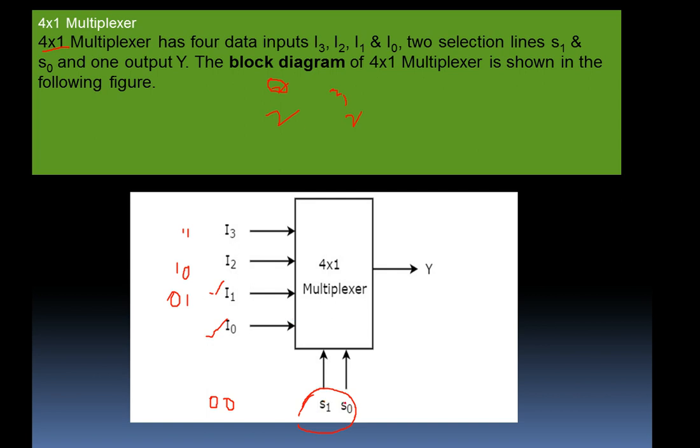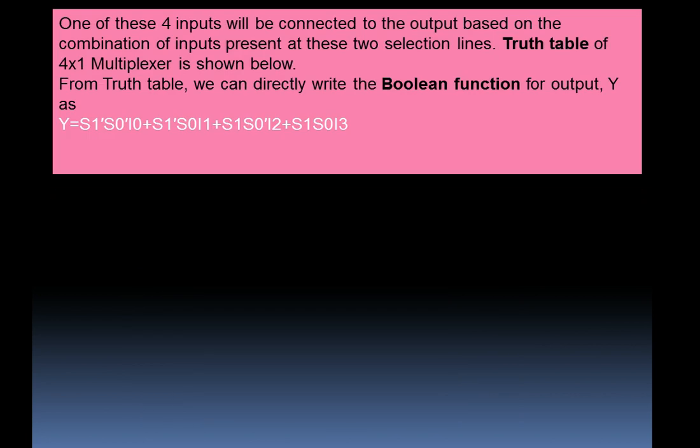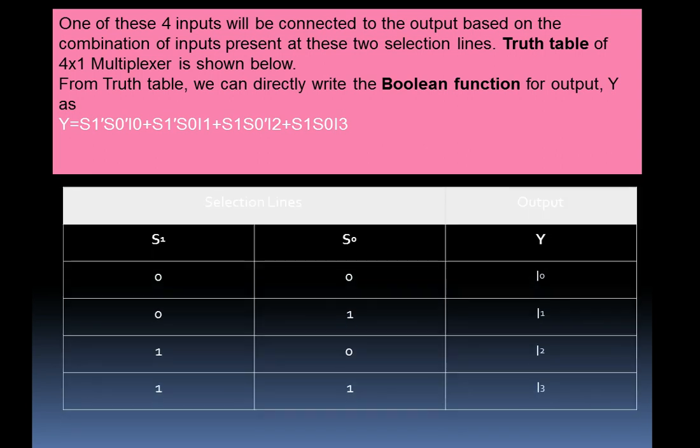S1 and S0 equal to 1 0 means I2. S1 and S0 equal to 1 1 means I3. So here we are trying to write the output expression for the multiplexer. One of these four inputs will be connected to the output based on the combination of inputs present at the selection lines. Depending on the selection line combinations, only one of the inputs can be taken to the output. So here we are seeing the truth table of the 4 to 1 mux.